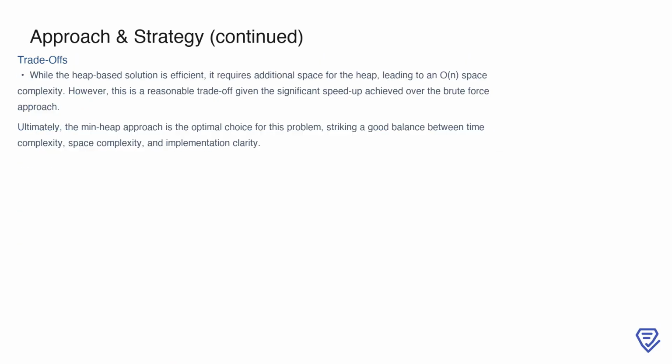With the min-heap approach, there are some trade-offs to consider. While it is highly efficient in terms of time complexity, achieving O(n log n), it requires additional space to store the heap, leading to an O(n) space complexity. However, this trade-off is reasonable because the speed-up gained in time complexity far outweighs the extra memory usage.